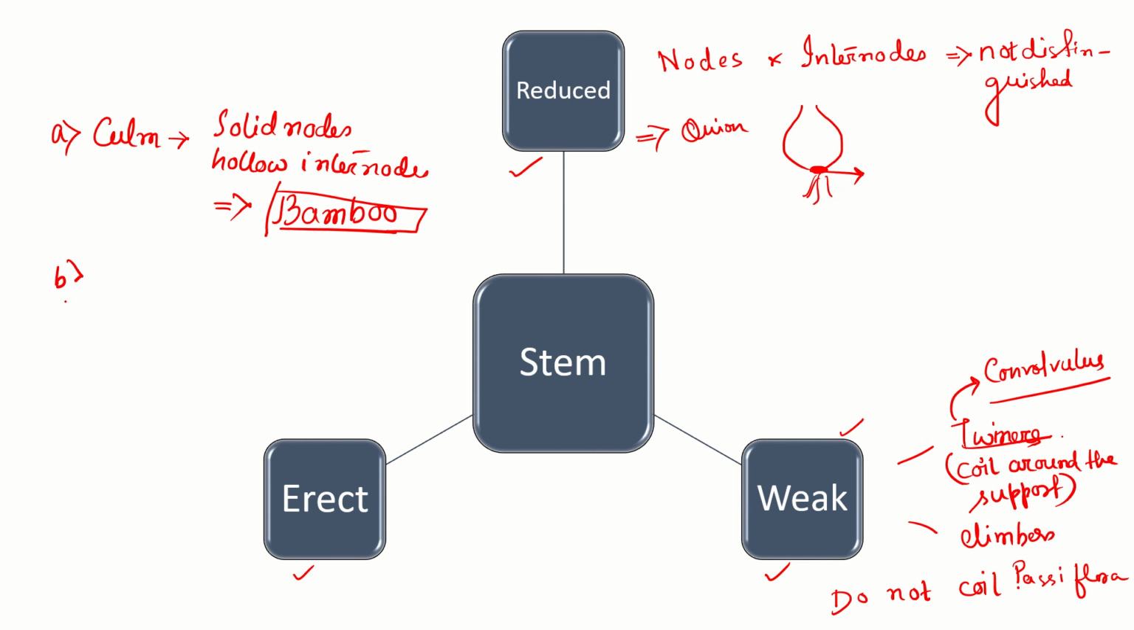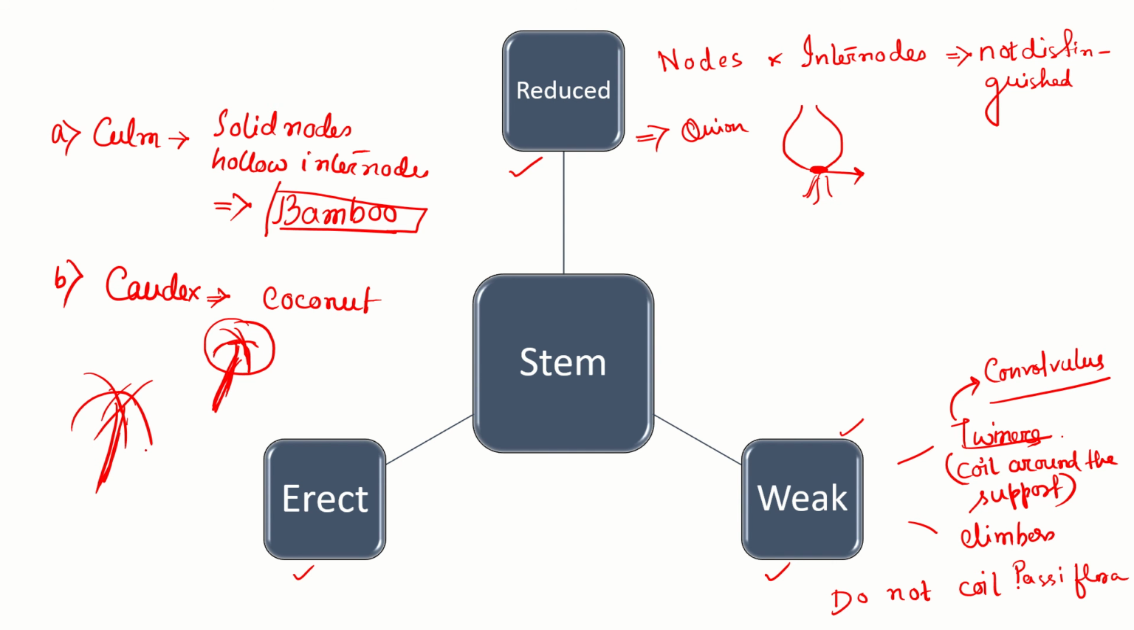Next we have caudex. Here the main stem is unbranched and bears a crown of leaves at the top. Crown of leaves. You can very well understand what I am trying to draw. It is coconut. See, a crown of leaves at the top and the stem is unbranched. Then leaves are present over here.